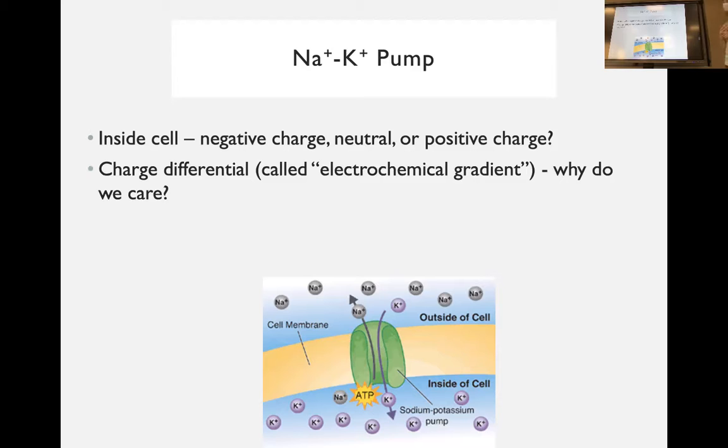This is called a charge differential or an electrochemical gradient. So we have concentration gradients where there's a higher concentration on one side of the cell versus the other. Electrochemical is just as it sounds: a chemical, an ion in this case, that also has an electric charge with it. So cells are building up an electrochemical gradient within them. So again, why do we care? I haven't quite gotten there.